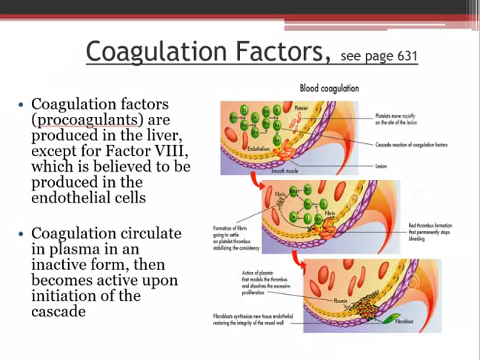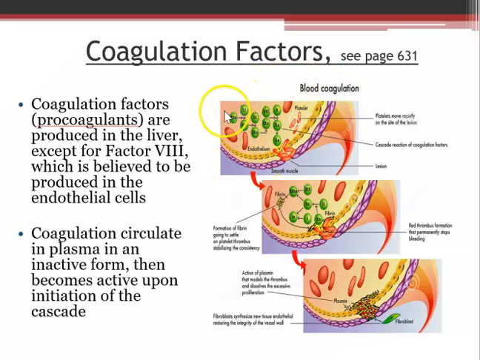Our coagulation factors are produced in the liver except for factor VIII, which is our antihemophilic factor, or AHF, which is believed to be produced in the endothelial cells. Remember, the endothelial cells line our blood vessels. And our coagulation factors circulate in the plasma in an inactive form until they become active when the coagulation cascade is initiated.